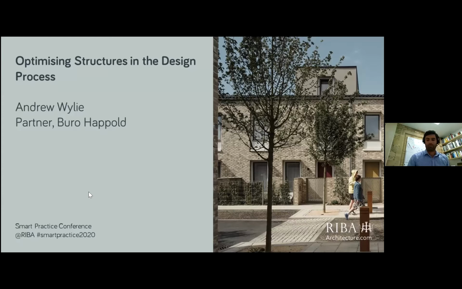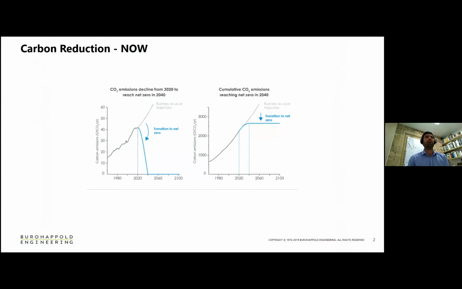Just to remind us, there is a climate emergency. It is an emergency, and it requires action now for immediate reduction of atmospheric carbon.